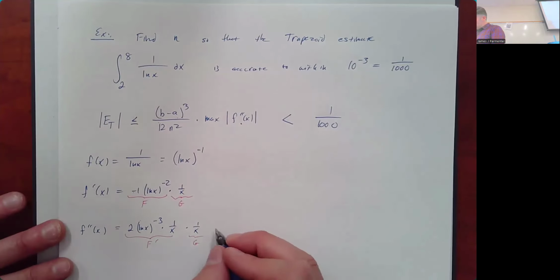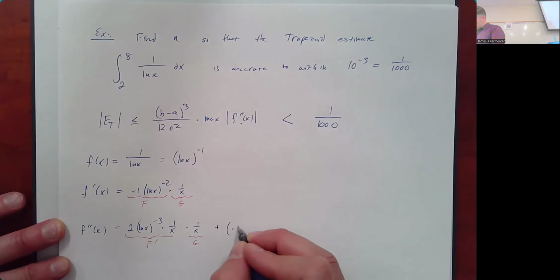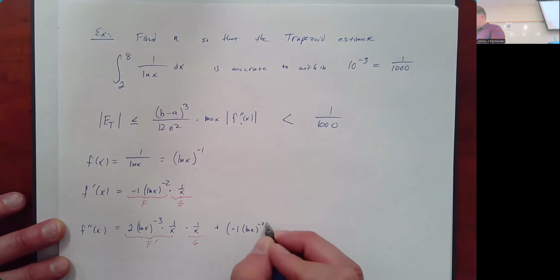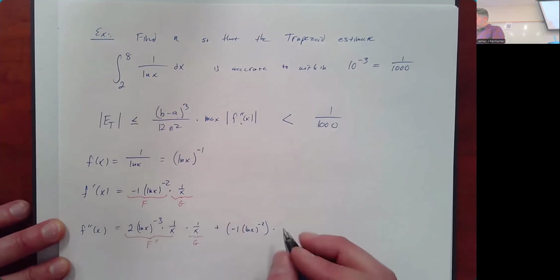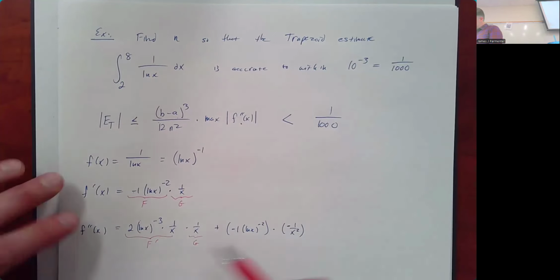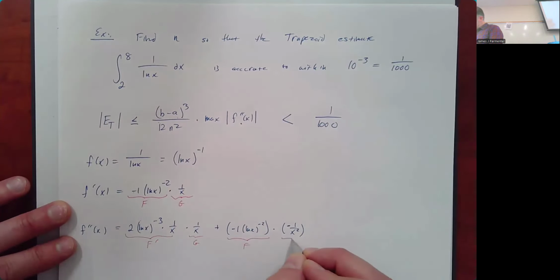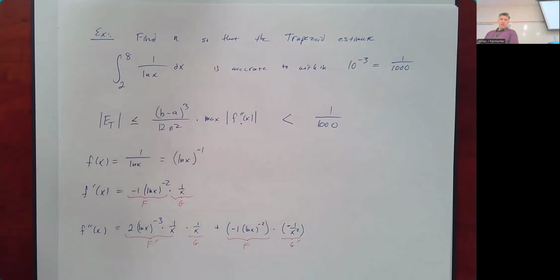Plus, then we switch it up. It's going to be negative 1 times the natural log of x to the negative second times the derivative of 1 over x, which is the derivative of x to the negative 1, which is negative 1 over x squared. There's my f times g prime. Okay, this looks kind of gross. It might have been better to have done this using the quotient rule in the first place. Oh well, sometimes you make the wrong choice when you're doing problems like this. Yeah, quotient rule probably would have been better.